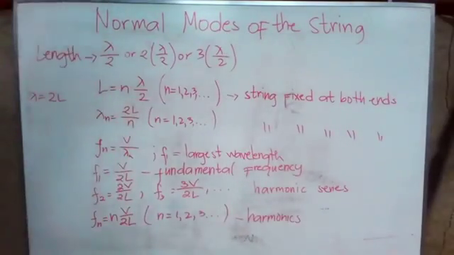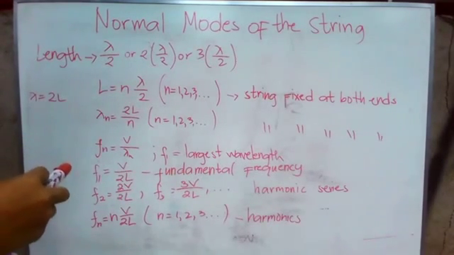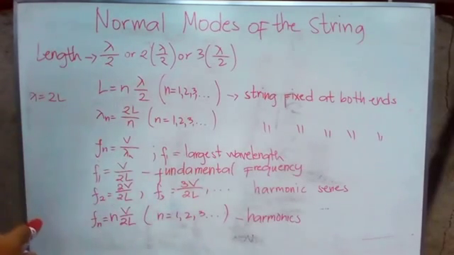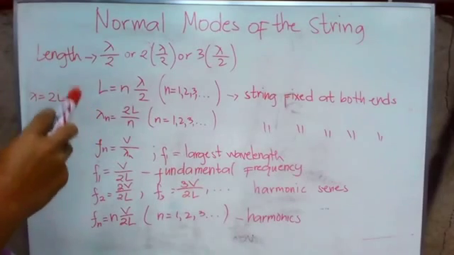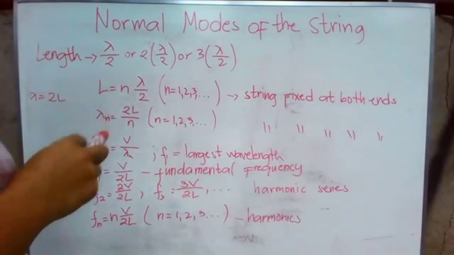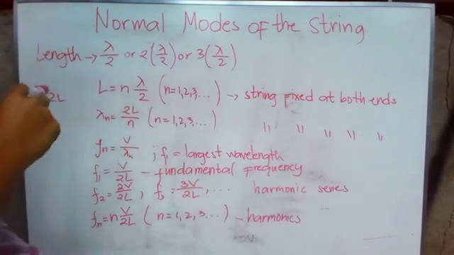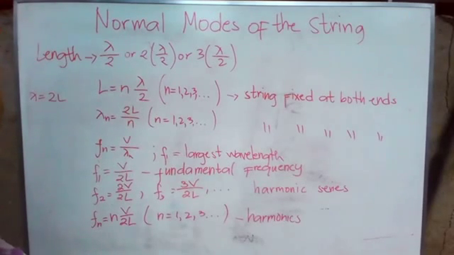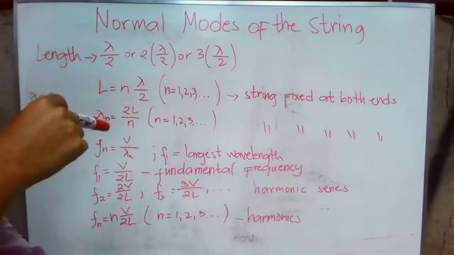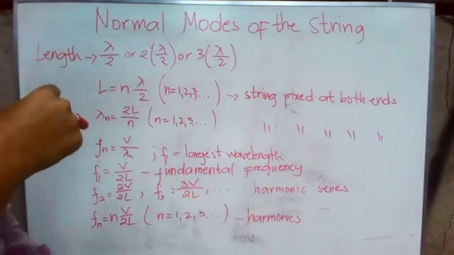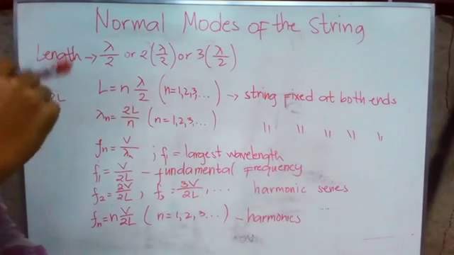Now, let's proceed to the normal modes of the string. When we described standing waves on a string rigidly held at one end, as we discussed previously, we made no assumptions about the length of the string, or about what was happening at the other end. So, let's now consider strings held at both ends. Such strings are found in many musical instruments such as the piano, guitar, and violin.